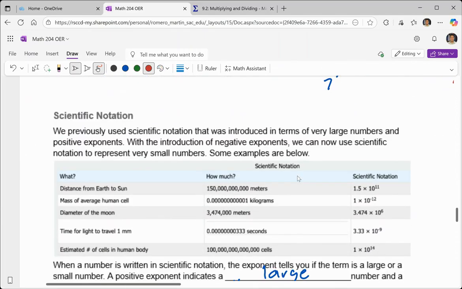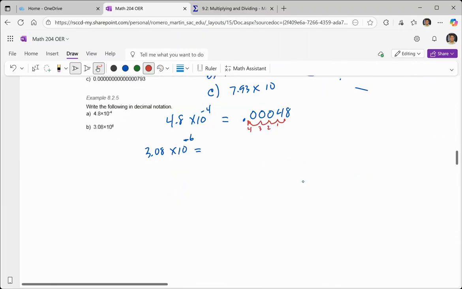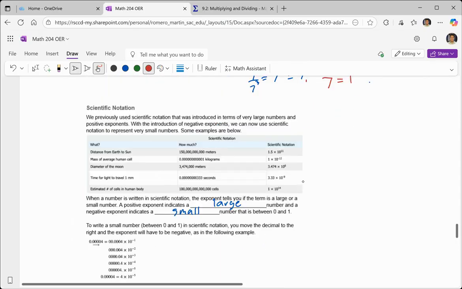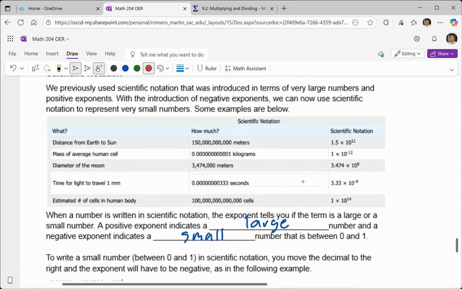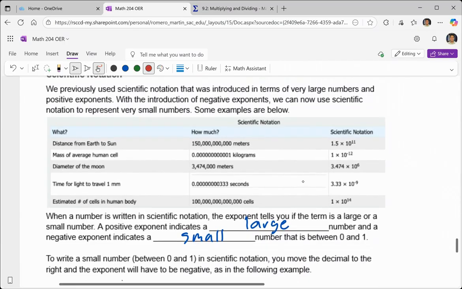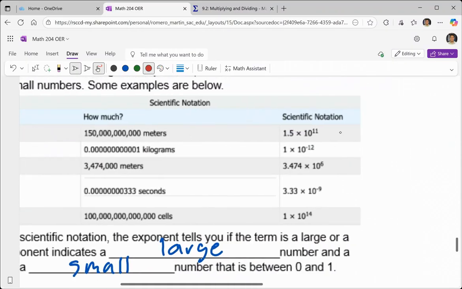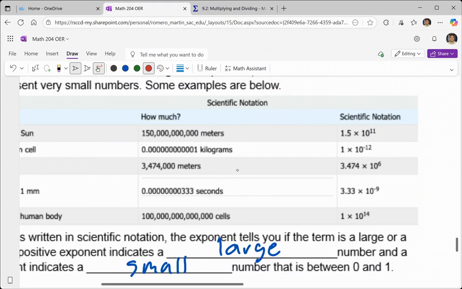We end on scientific notation. We have a couple of examples here. Looking at this here, we recall from an earlier chapter, we did scientific notation when the exponents were positive. Here are some examples of large and small numbers, and that's the role of scientific notation with large and small numbers, you could see.